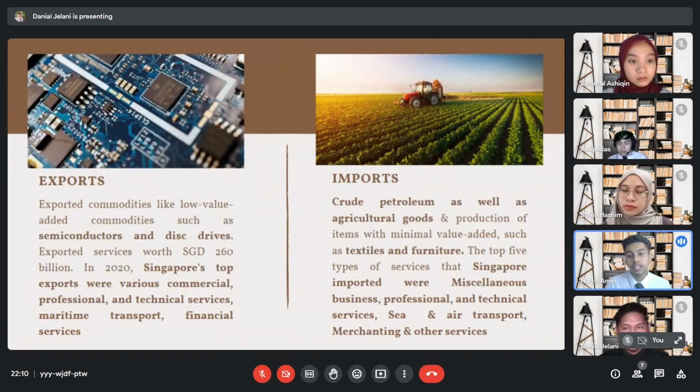In addition to exporting high value added commodities, Singapore is also a leader in the field of high value added service exports, particularly in the areas of finance, education, and healthcare. It exports low value added commodities like semiconductors and disk drives.